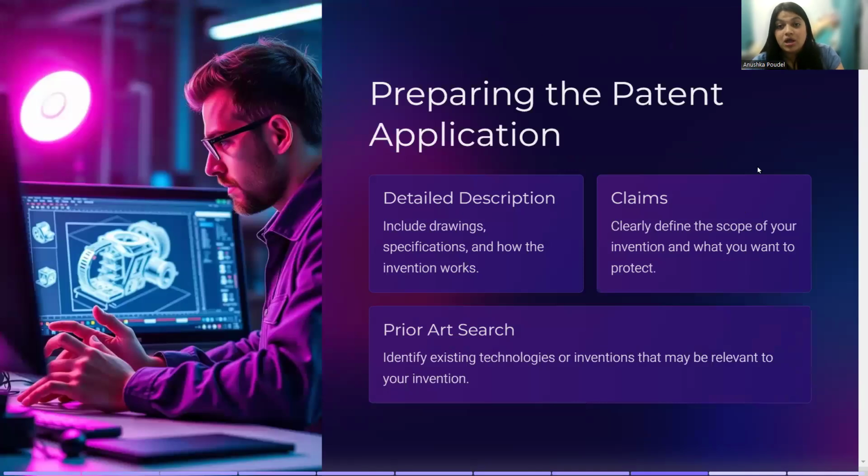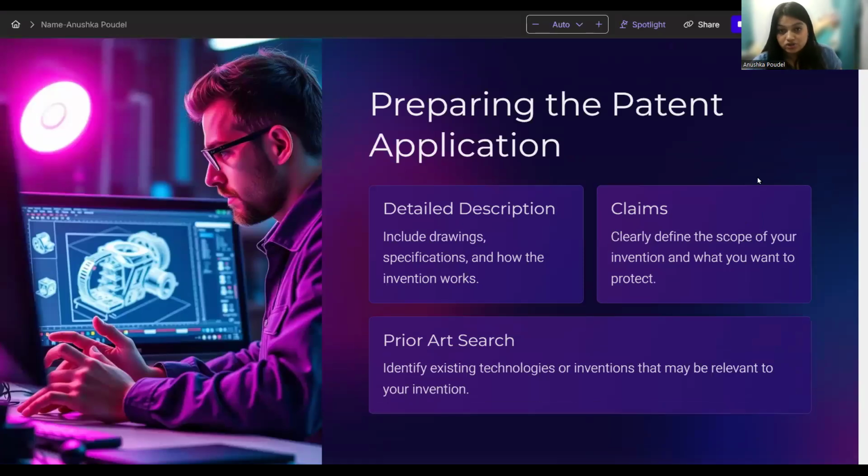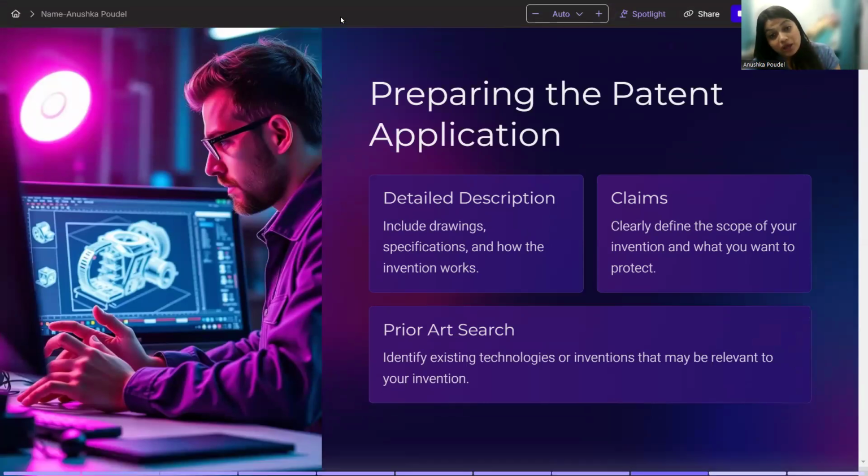Preparation, preparing the patent application. What you need to do is have a detailed description, which will include drawings, specification, and how the invention works. Claims, clearly define the scope of your invention and what you want to protect. Prior art search. You need to identify the existing technology or inventions that may be relevant to your invention, however not the same, so that they know what is the basis of your patent.